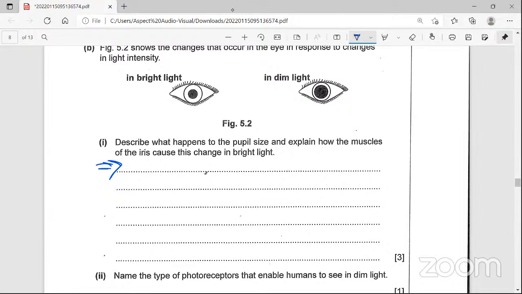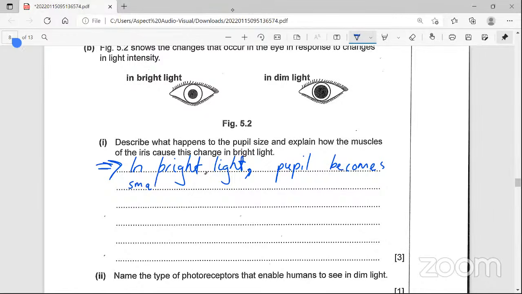So in bright light, the circular muscles of the iris contract and the radial muscles of the iris relax. Then the iris becomes larger and the pupil constricts. In bright light, the pupil becomes smaller. Are we together? Yes, sir. Becomes smaller.